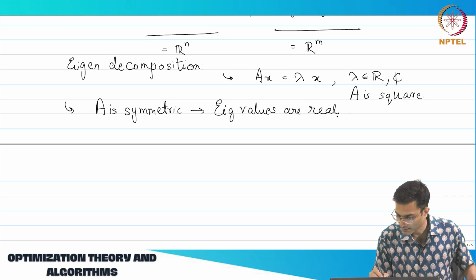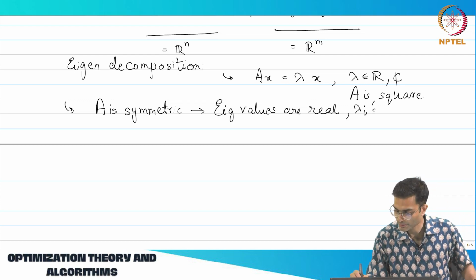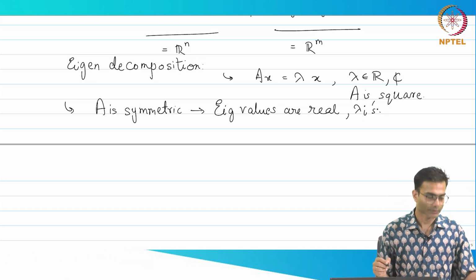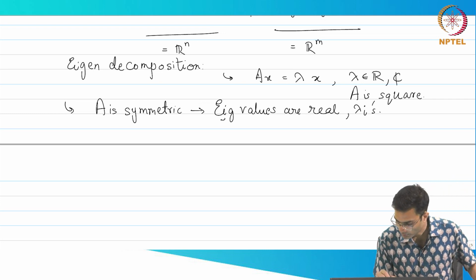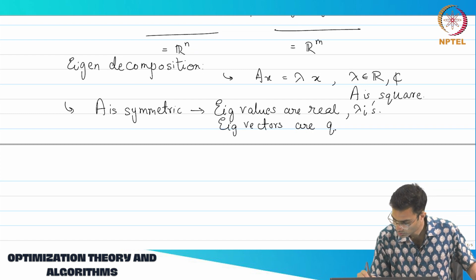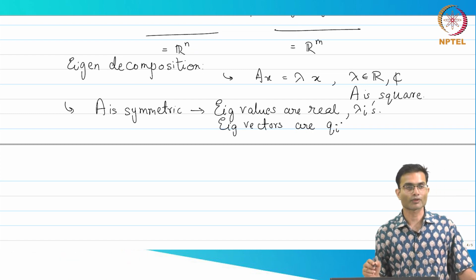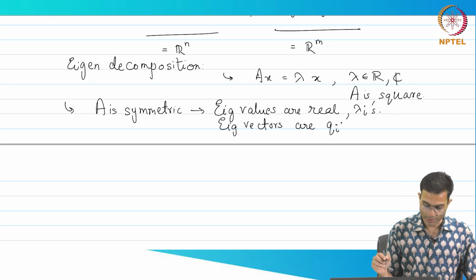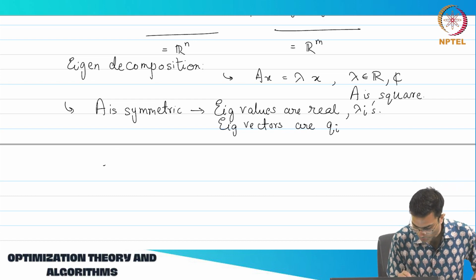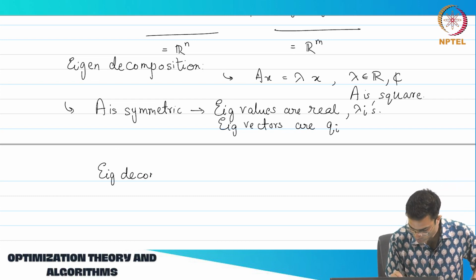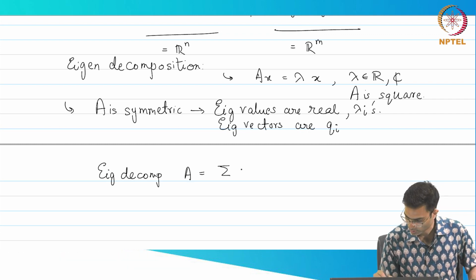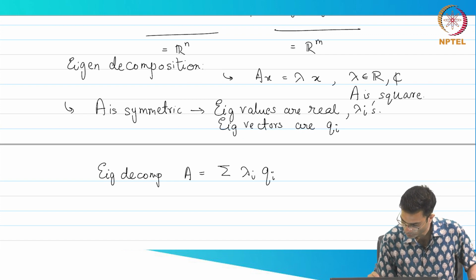Let us say that these are lambda i's. Corresponding to each lambda i, there will be some eigenvector, Qi. Now, when A is symmetric, you get the very famous eigen decomposition of a matrix. The eigen decomposition in the case of a symmetric matrix is going to be written in a form that you might not be familiar with at first.